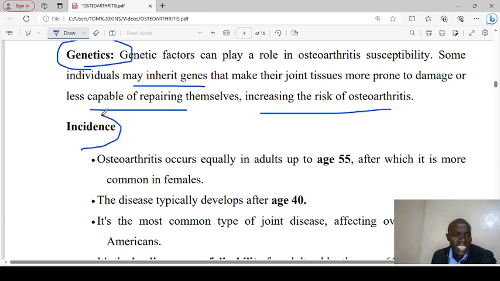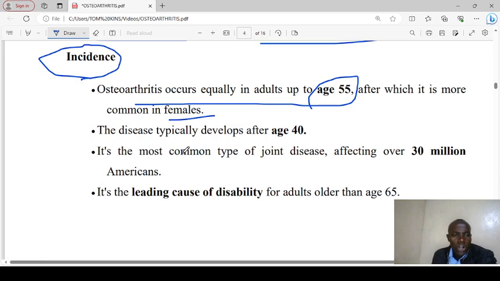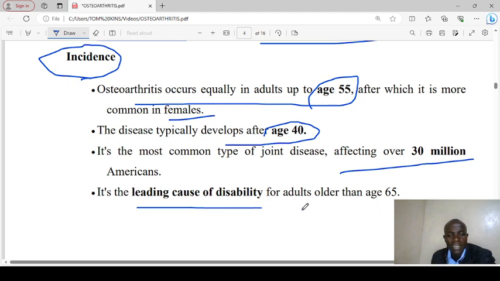So what is the incidence of osteoarthritis? Osteoarthritis occurs equally in adults up to age 55. After this you find that females are more exposed or vulnerable to this condition because of those postmenopausal changes. This disease typically develops around age 40, and it's the most common type of joint disease and affects over 30 million Americans. It is the leading cause of disability for adults older than age 65.